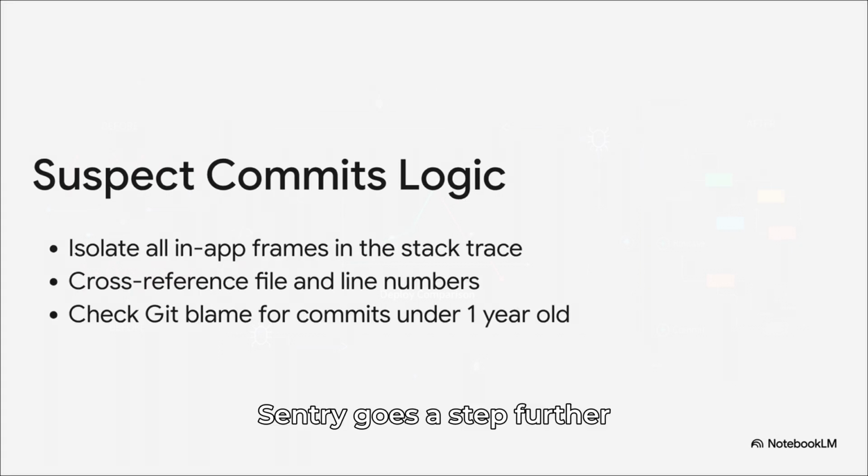Sentry goes a step further with this feature called suspect commits. While your team is panicking, Sentry acts like the calm detective in the room, using this automated logic. First, it isolates all the in-app frames in the stack trace, completely ignoring the noisy third-party libraries. Next, it cross-references the specific failing file and line numbers directly with your repository. And finally, it checks the Git blame for any commits made to those exact lines within the last year.